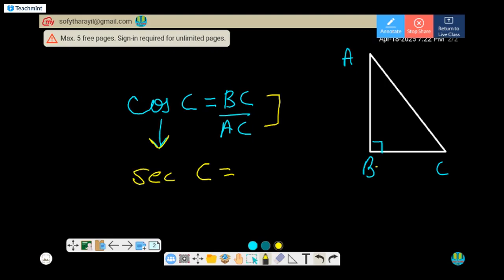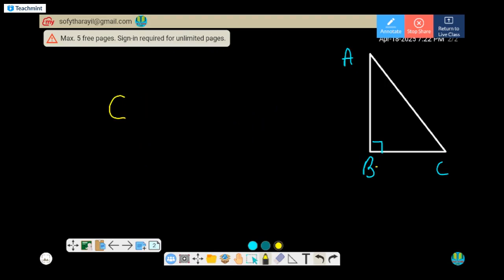Just reciprocate it. Okay. Now, Nidhi, tell me, if I want to find cosec of A, what will be the value? Cosec, sec, and cot will have hypotenuse on the top. Tell me, cosec of A. Hypotenuse by opposite side. Okay. That will be AC upon BC. Yes. So this way you can find the different ratios.